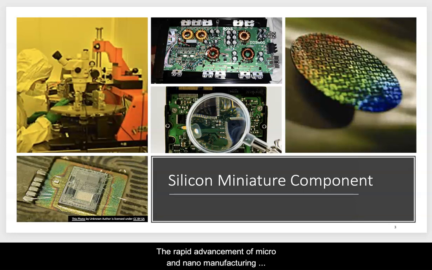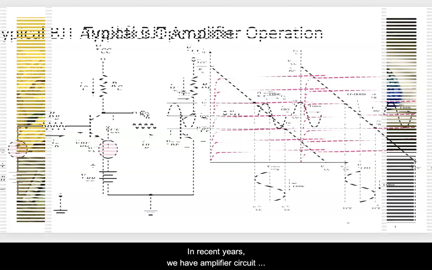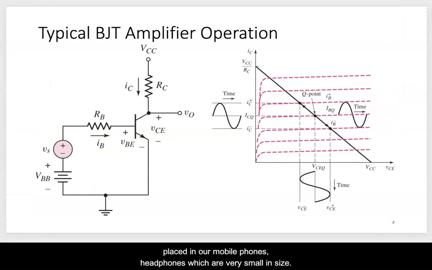The rapid advancement of micro and nano manufacturing technology allows millions to trillions of transistors and other electronic components to be produced on a single silicon wafer, creating integrated circuits or ICs with size smaller than a coin. In recent years, we have amplifier circuits placed in our mobile phones and headphones, which are very small in size.